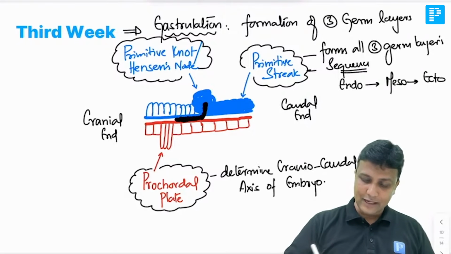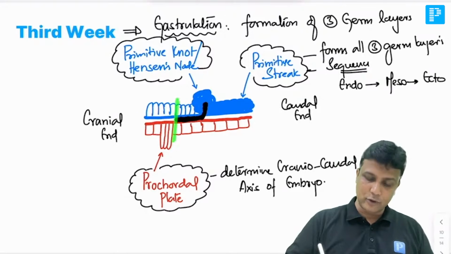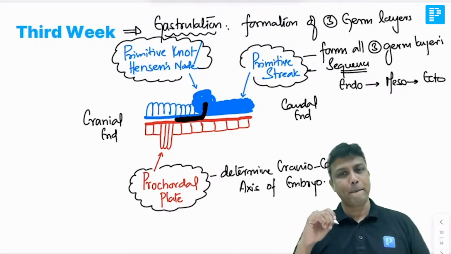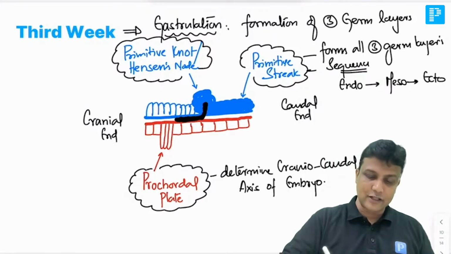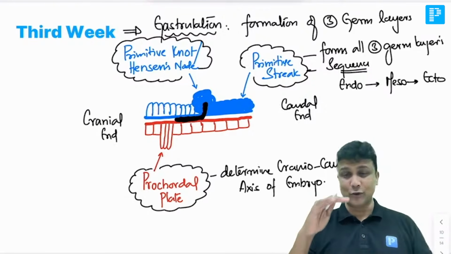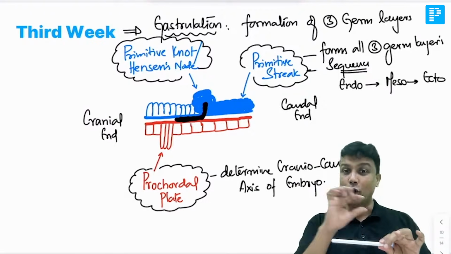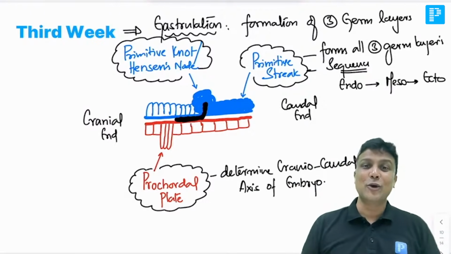Is it okay? And they will be stopping just before the procaudal plate. And these cells which I am drawing in black color here, don't think that it is like a layer of cells. No, it is not like a layer. It is just like a cord, like my pen here. It's like a cord of the cells, and therefore it is known as notochord.